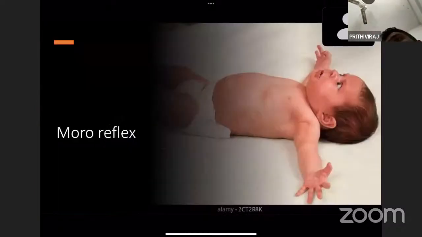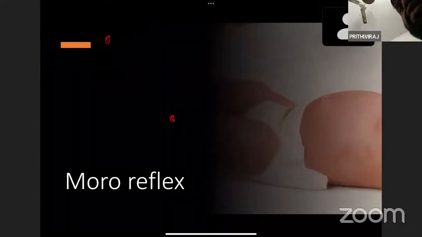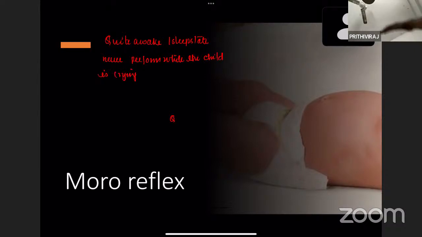No other way. If I explain it also, that's not going to help. So about the Moro reflex, one thing I have to mention: this reflex should be performed when the child is not crying, when the child is in a quiet, awake or sleep state. Never perform it while the child is crying. So how to perform? Simple. You have to hold the baby with two hands, one hand over the head and one supporting the back of the baby, and then you suddenly drop the baby's head from above, and with the same hand you again pick up the baby with support.